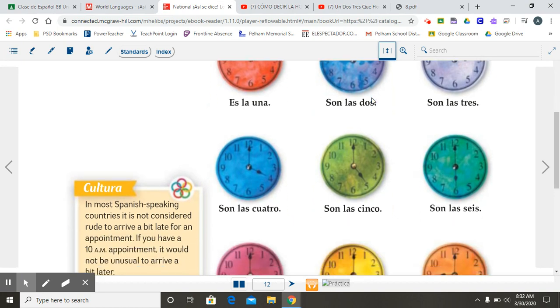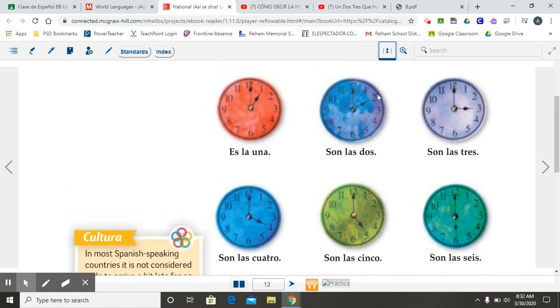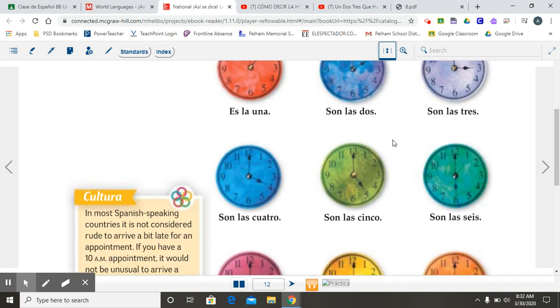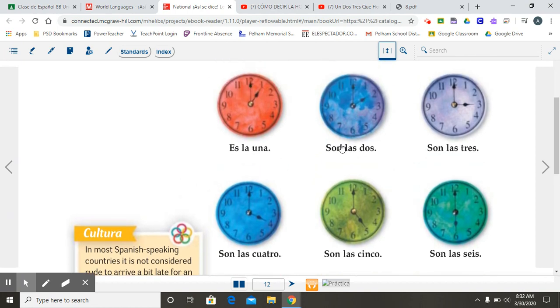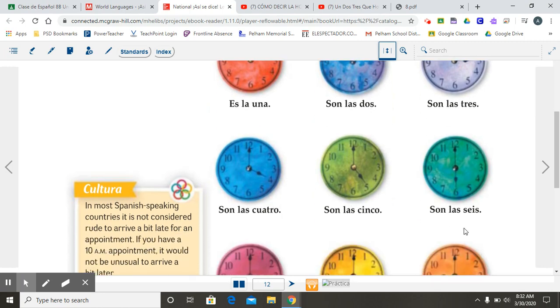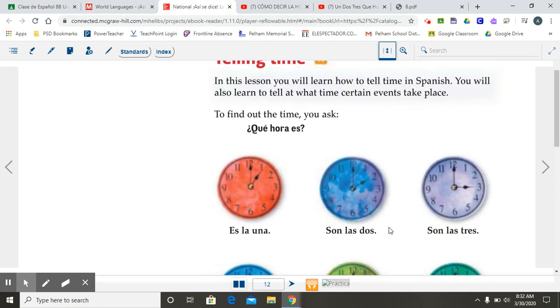And then all the other ones, because they're more than 1, 2, 3, 4, 5, it's going to start with son las, because it's plural. It's more than 1 hour, right? The only one that's going to be es la is 1 o'clock. All the other ones son las, because we're talking about a number that's more than one. You see that? Dos, tres, cuatro, cinco, seis. These are all more than one. So the only time you use es la is when you're talking about 1 o'clock.